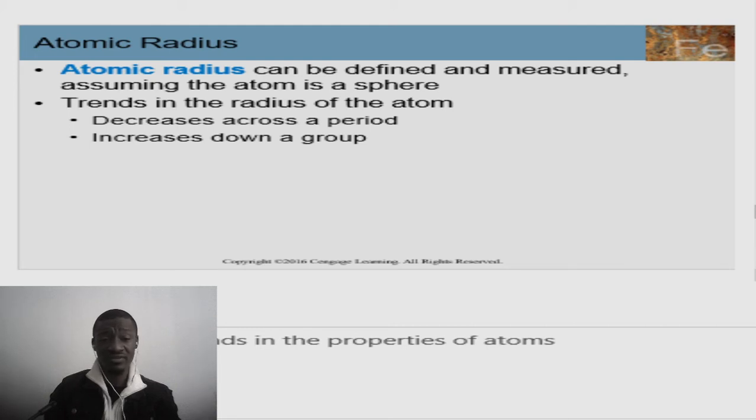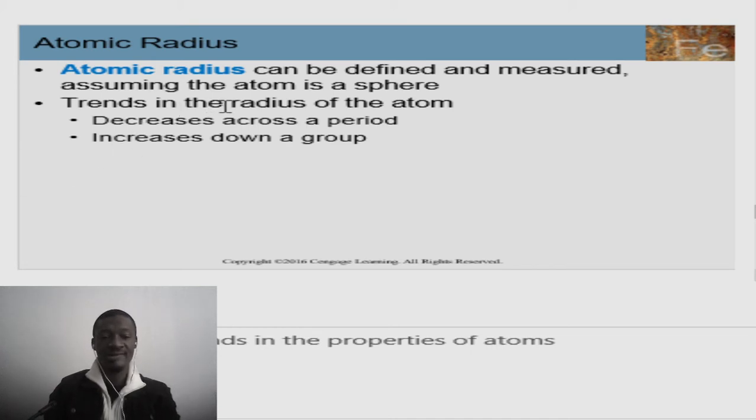So your atomic radius can be defined and measured assuming the atom is a sphere, because the way you can do radius is when things are either circular or spherical. You can't do radius effectively with a square. With a triangle or with a box, you struggle to do radius effectively. You can do radius on a plane or on a sphere.